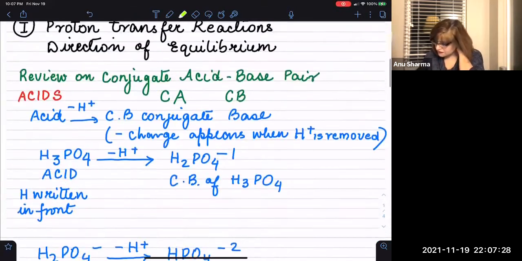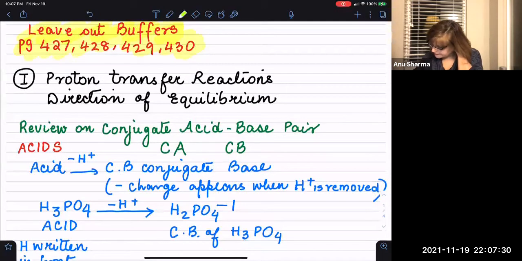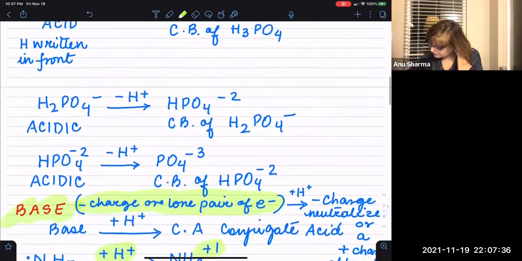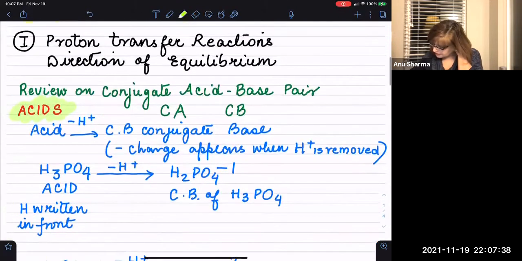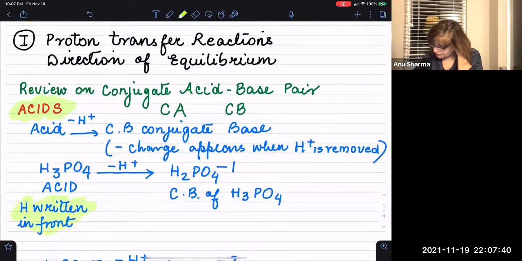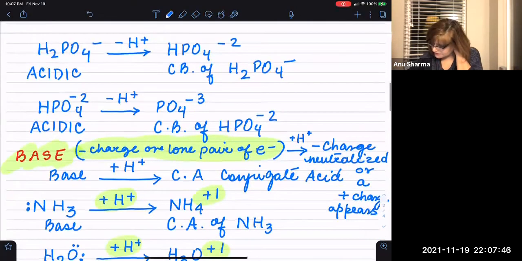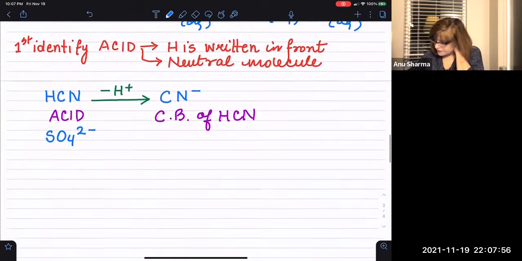Okay, an acid, I hope I wrote this here. Acids will have the hydrogen always written in front. Hydrogen is written in front for the acids, so keep that in mind. And for the base, there is always a negative charge or a lone pair. So either way, a neutral molecule.